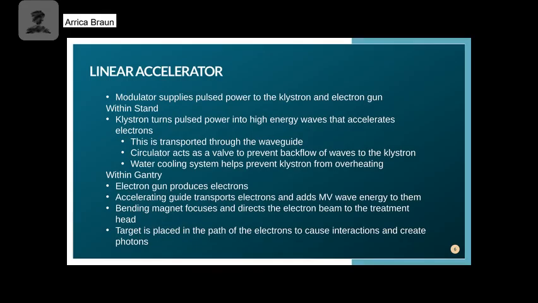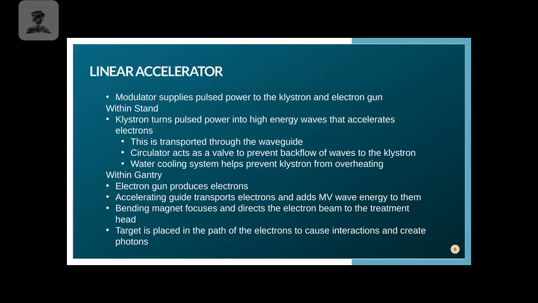So here's a breakdown of everything that I just said. Our modulator is going to supply power to our klystron, and it's going to allow for the klystron to then produce high energy waves in the megavolts. It also will supply energy up to the electron gun, where those electrons will be boiled off and then pushed forward. The circulator is on the klystron side, and it's going to prevent any backflow of those waves from getting to the klystron and hurting it.